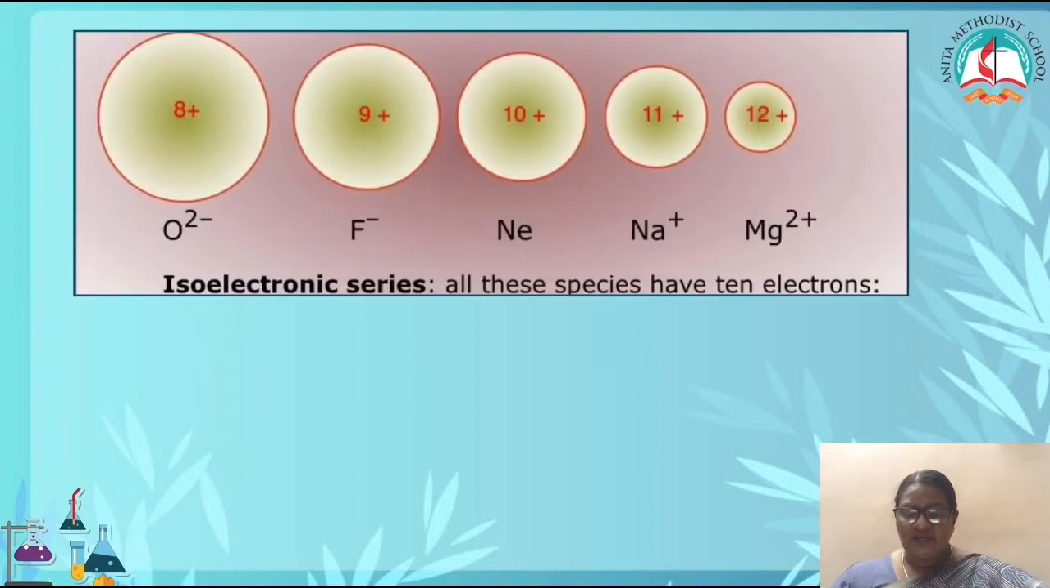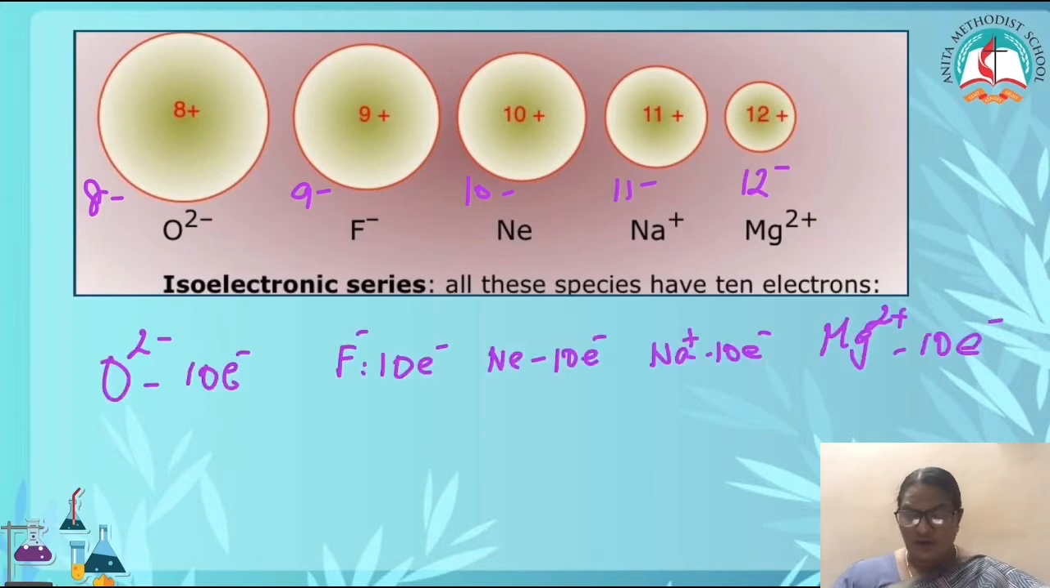So here we have many examples. In all the cases, all of them are isoelectronic. All of them have 10 electrons in the outermost configuration. But this is noble gas neon. When compared to neon, these two anions are bigger in size, but the cations are smaller in size. So as the number of positive charges increases, the size becomes smaller. As the number of negative charges increases, the size becomes bigger.